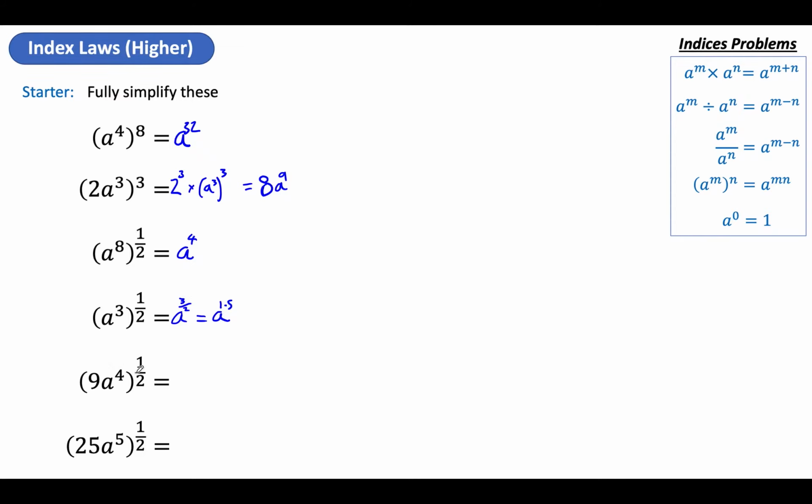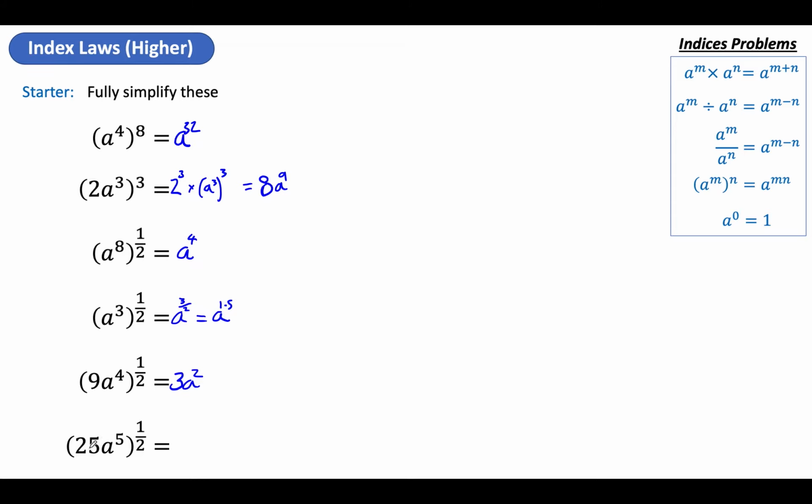Okay, here we've got the power of half again. Now, just like this second one we did, where the 2 was an ordinary number, so ordinary maths, 2 cubed, this will be 9 to the power of a half. That means the square root of 9, because anything to the power of a half is a square root. So that's 3. And then we're going to do a to the power of 4 times a half, which is 2, because half of 4 is 2. So 3a squared.